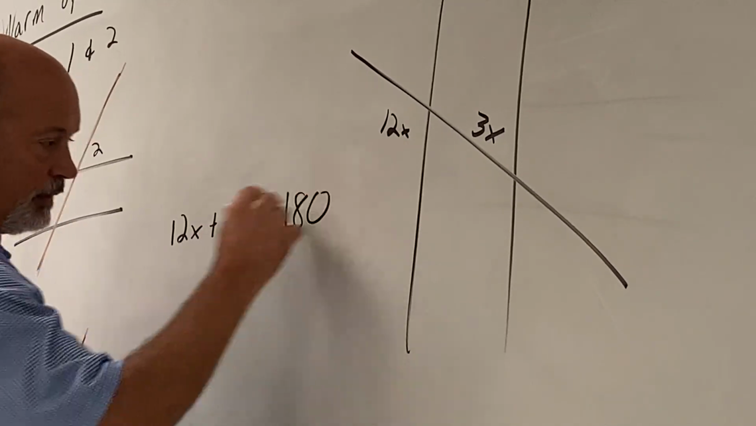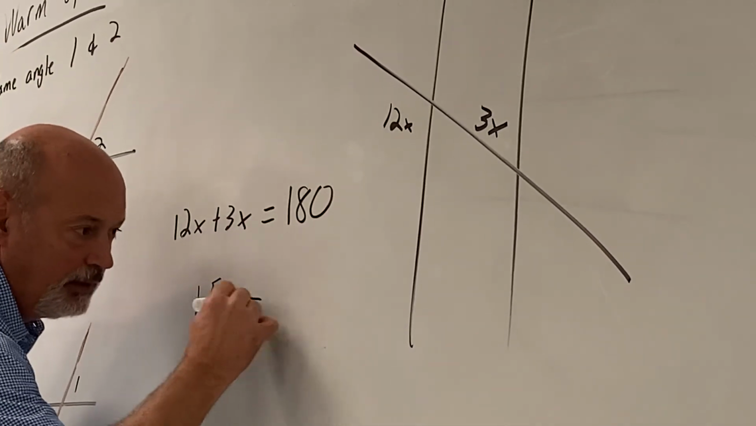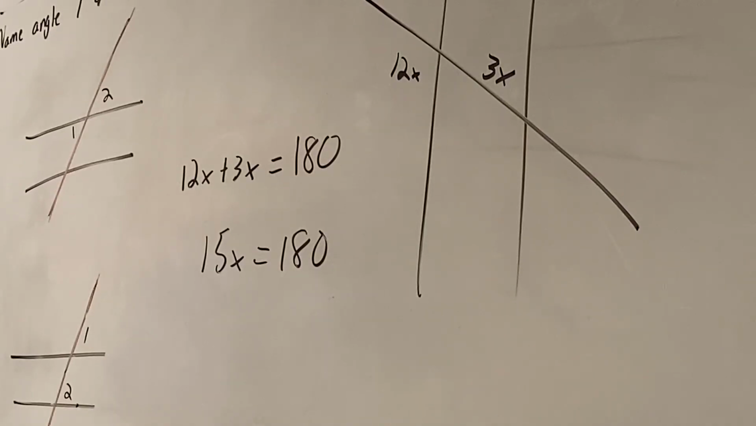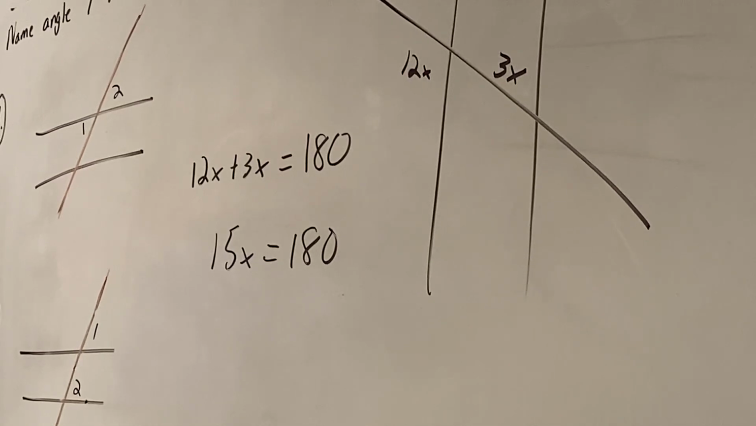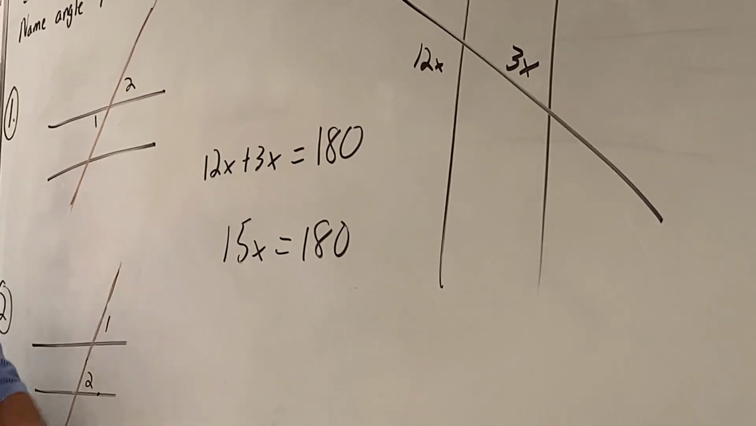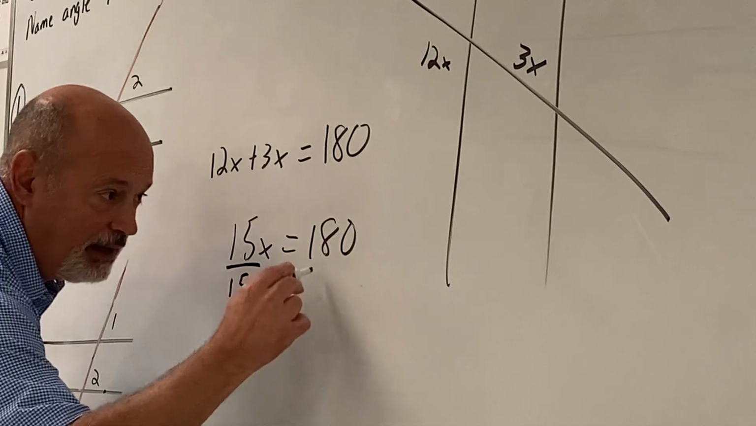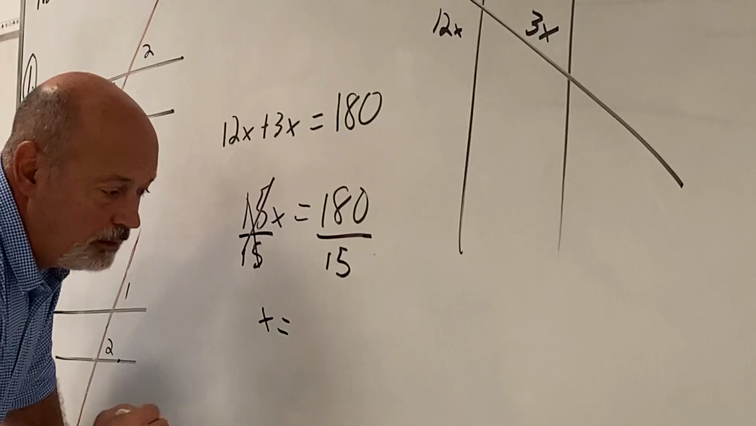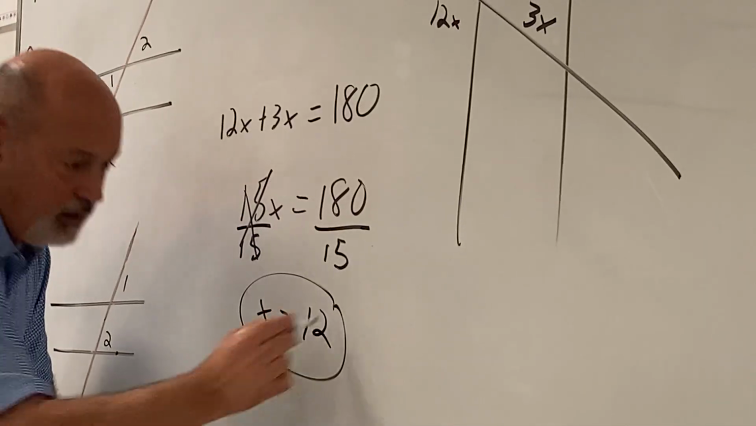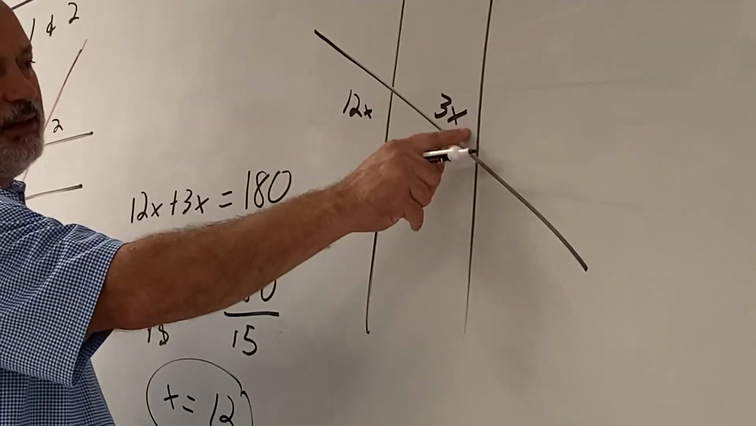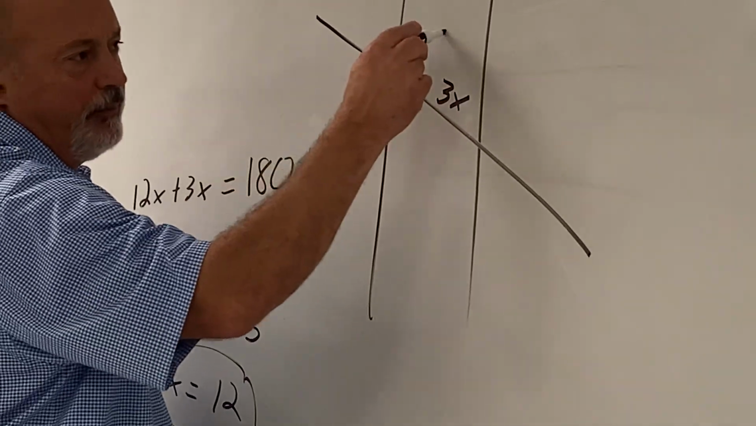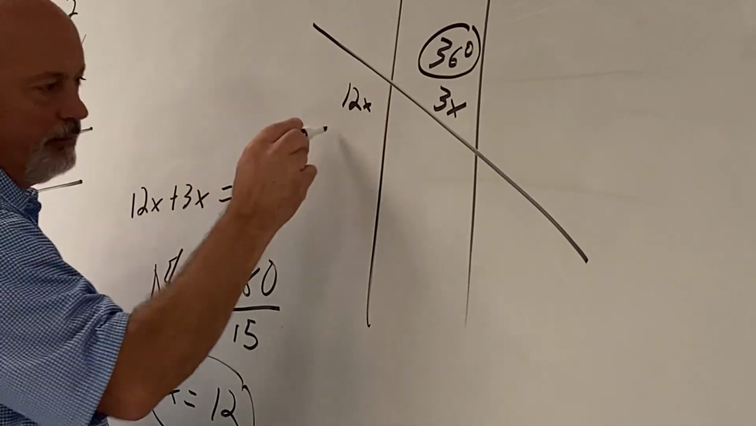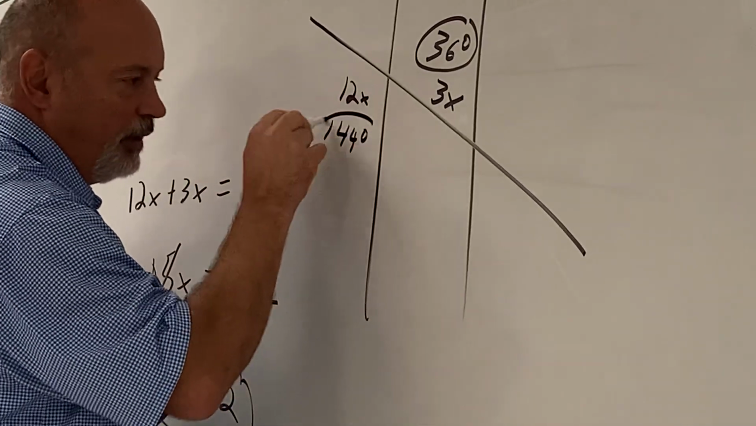180. So we got 15x equals 180. What do I need to get rid of? The 15. How do I get rid of the 15? You just divide by 15. And calculator time, what's 180 divided by 15? 12. All right, so let's find out how big this angle is. What's 3 times 12? 36. That's 36 degrees. What's 12 times 12? 144. That one's 144 degrees.